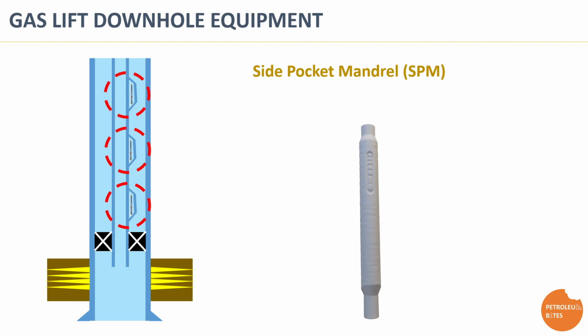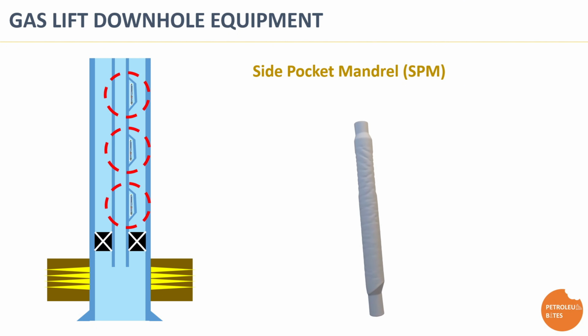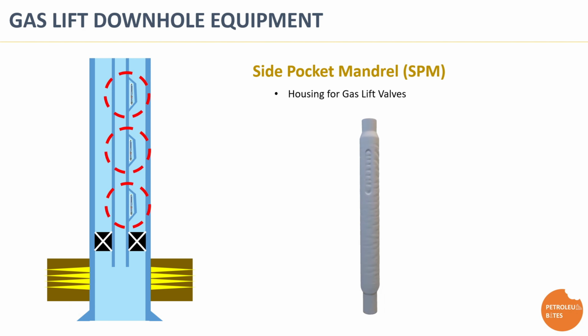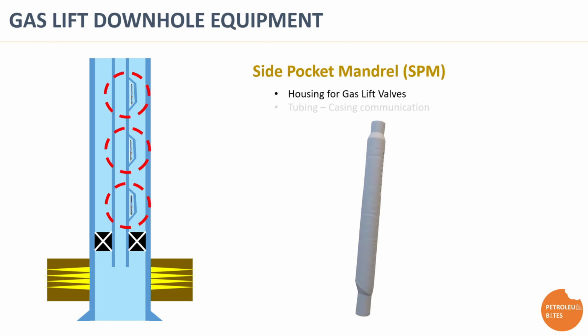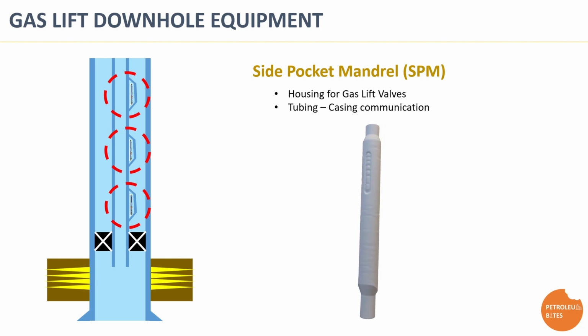Next are the side pocket mandrels, installed at various depths determined by the gas lift design. These mandrels house the gas lift valves without restricting the tubing flow area or intervention access. They also provide communication between the casing and the tubing, allowing injected gas to enter the tubing.